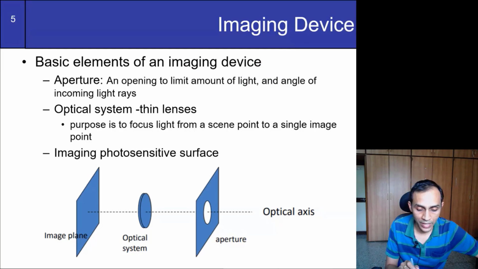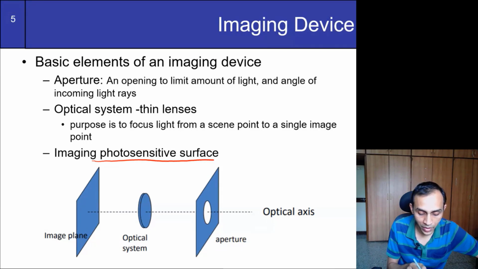So as far as visible spectrum imaging is concerned, the imaging devices will have at least three major components. One will be your image plane on which the actual image will be formed. This image plane will either consist of an array of sensors, or it will be coated with a photosensitive surface, which will get excited by the light rays incident on that surface.